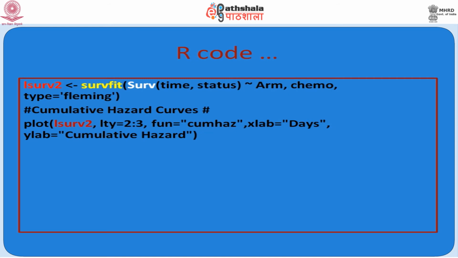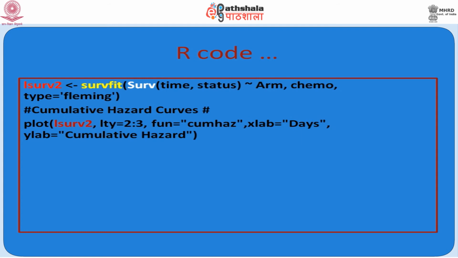That lty will give us the type of plot, that is, whether the line will be broad or narrow. The plot figure will be given by the lty function, and as a function, if we put cum hazard, it will give us the cumulative hazard function. As xlab we are giving days, and as ylab we are plotting cumulative hazard.